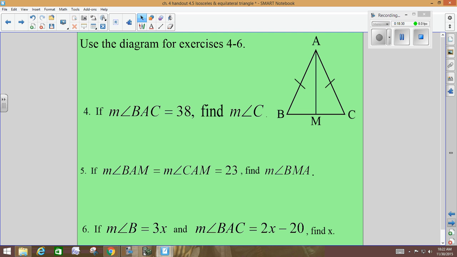The next 3, 4, 5, and 6, they use the same picture, but the information changes each time, so we're going to have to erase our labeling. So for number 4, it says if the measure of angle BAC is 38. BAC, so that's this whole top angle, 38 degrees. Find the measure of angle C, I'm going to call it X. What can we do to find the measure of angle X?